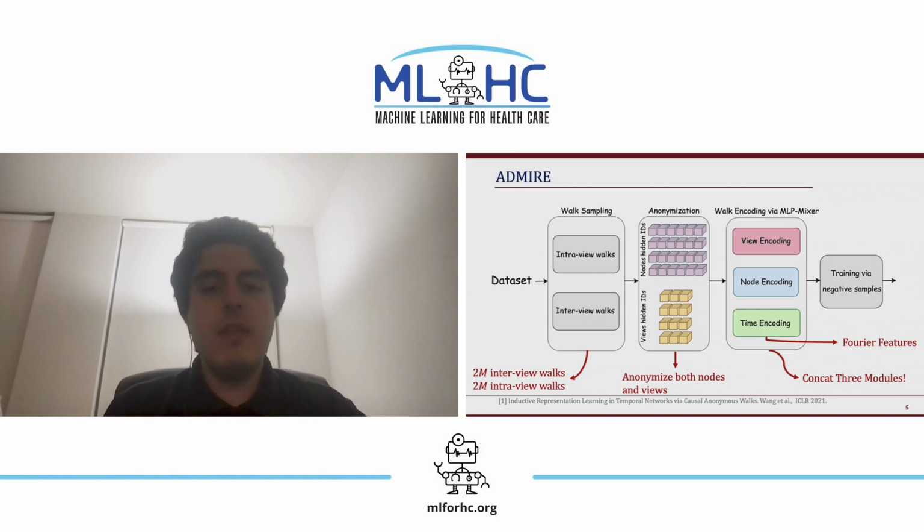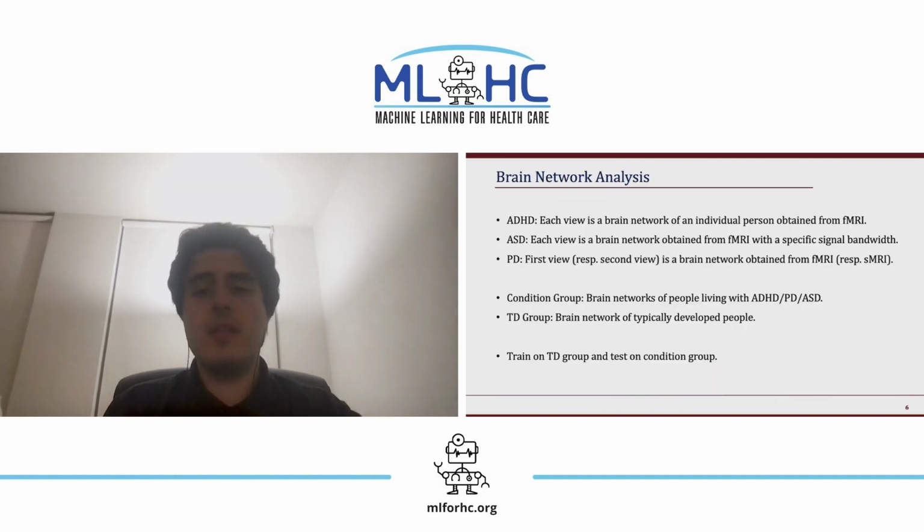After sampling some interview and intraview walks, we anonymize each walk to hide the node and view identity. The main reason for that is to allow the model to learn the pattern instead of overfitting to the node identity. Next, we use a simple multilayer perceptron to encode hidden nodes and view identities, as well as Fourier features to encode the time. At the end, we train our model using a contrastive learning approach in an unsupervised manner based on the obtained encodings.